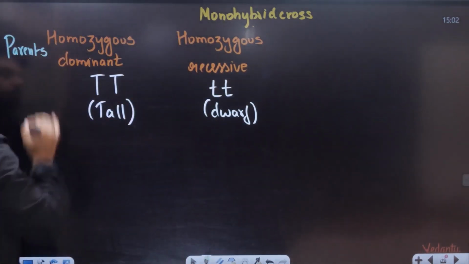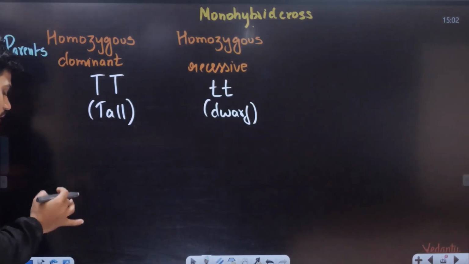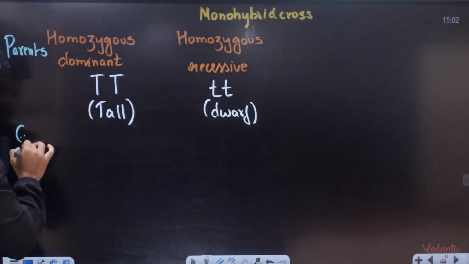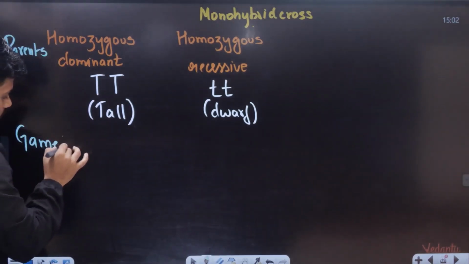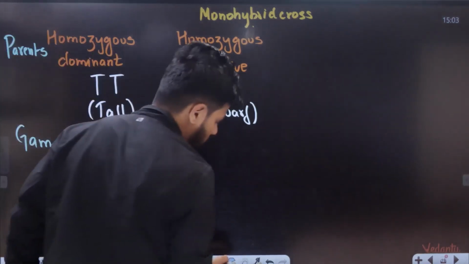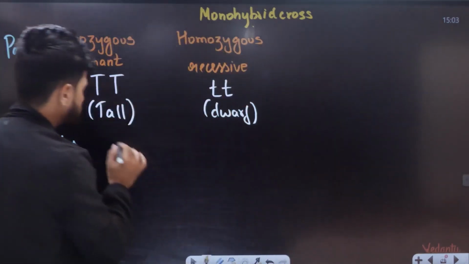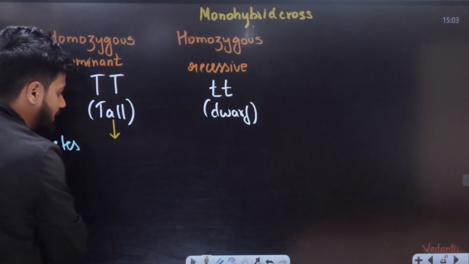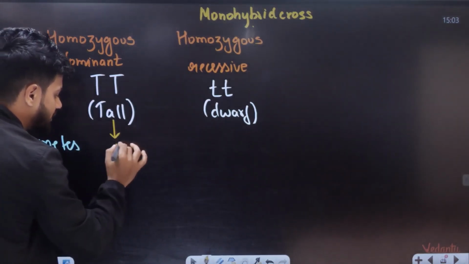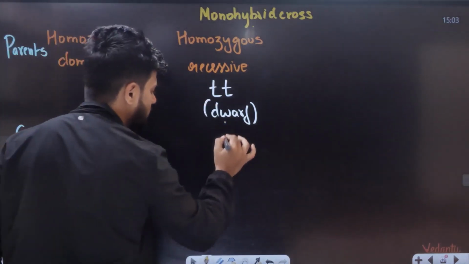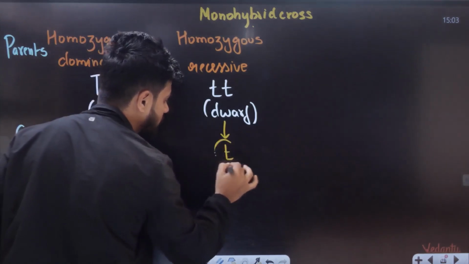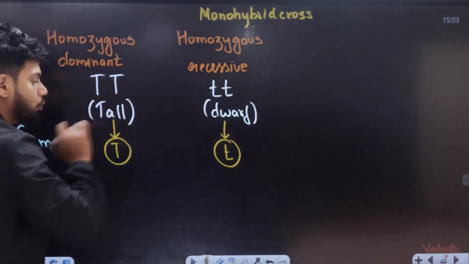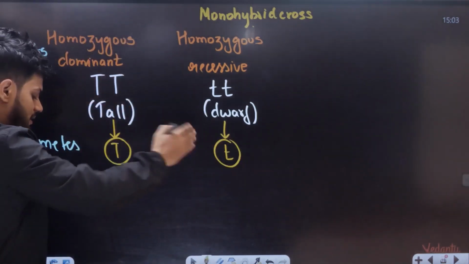Selection of parents. Now the next step is called formation of gametes. From these two alleles, only one will go into the gamete, that is going to be your capital T. From the other we will get one allele into a gamete, a small t. Remember, only one will go. Okay, so capital T, small t.